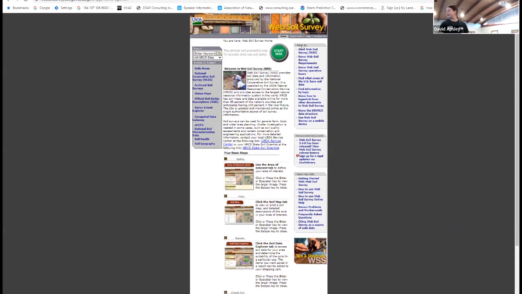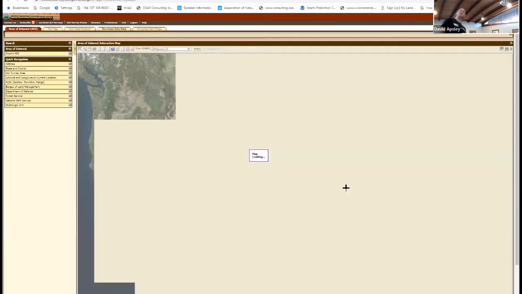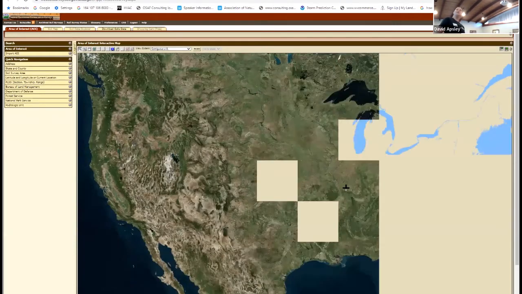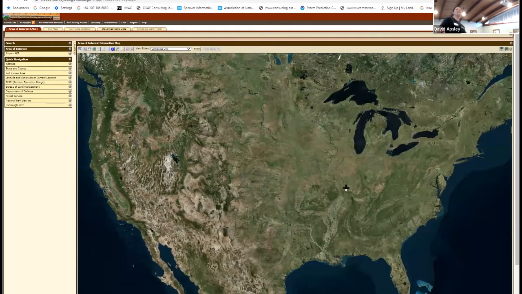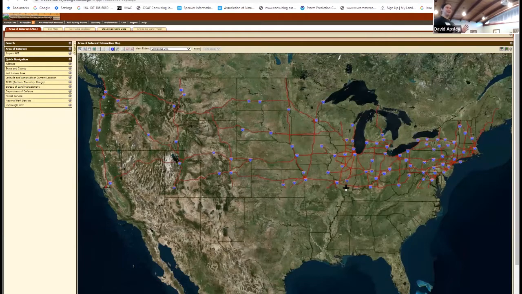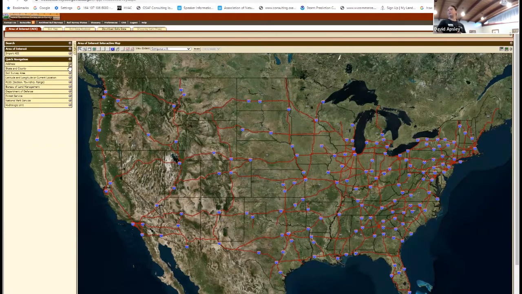So we're going to go ahead and start Web Soil Survey. Hopefully it zooms in better. If not, I'll figure it out. Okay. So it will bring up the entire United States. And there are a couple of different ways that you can get to your property. One is you can zoom in about where it is and try to find it. You can also put in your address.